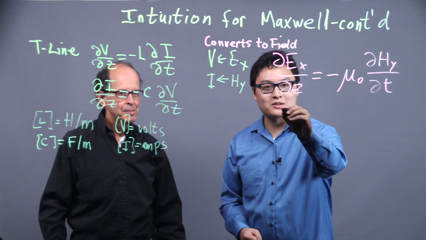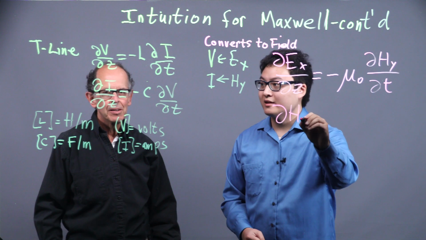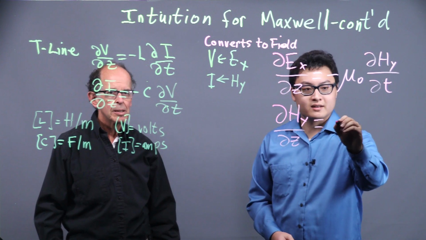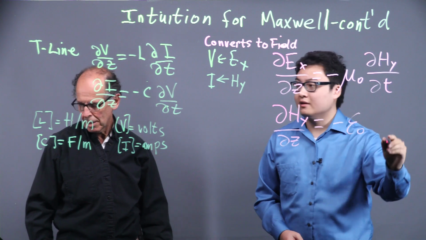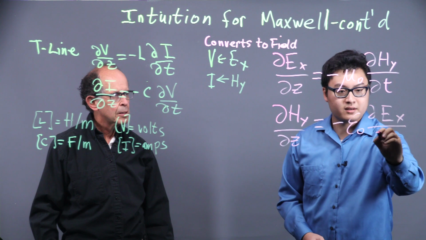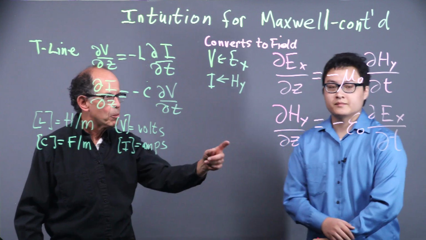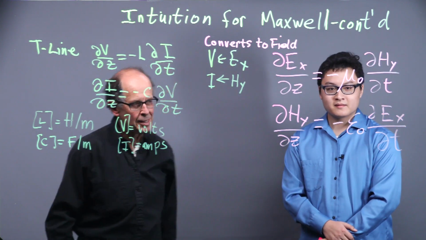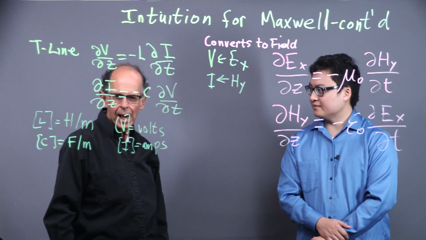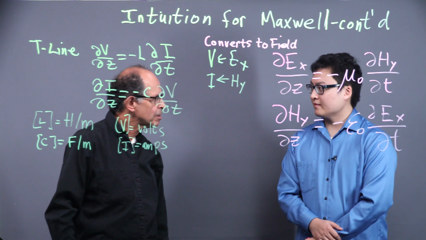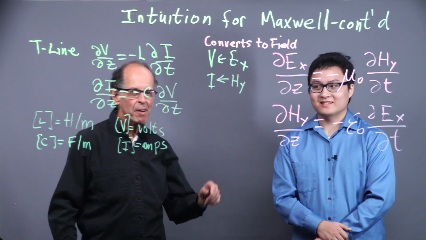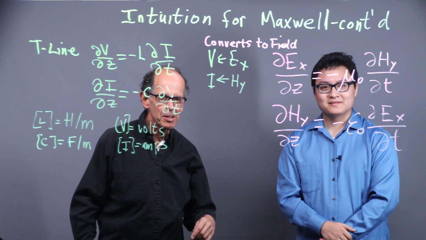Well, also up for the challenge. dHY/dz is negative epsilon naught dEX/dt. So what about this guy? What's that? Isn't it the permittivity constant? Yeah, and its units are? Farads per meter? Farads per meter. Hey, a vacuum also has permittivity per length.